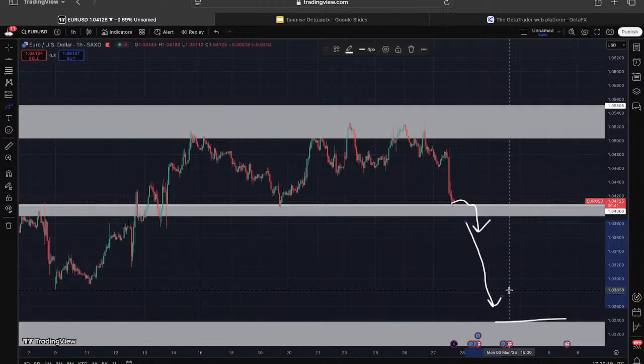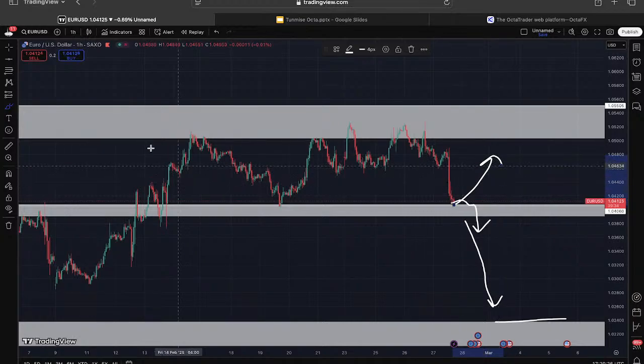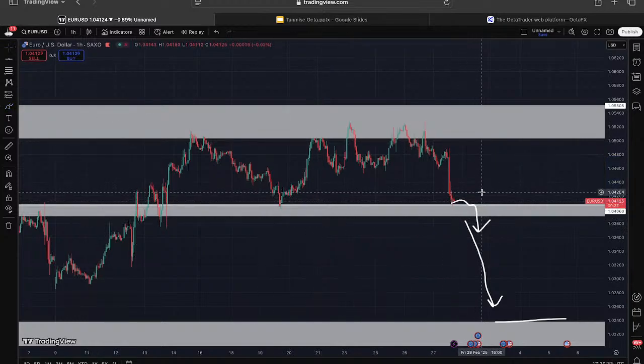Okay, we can see it from the 4 hours, we can see it from the 1 hour. So intraday traders are not looking to buy at this level. Okay, the chances of winning buying at this level is very low. I'm not saying it's not possible, I'm saying it's very low. So you have a higher chance of losing your trade if you buy at this level than if you sell at this level. Okay, so you stand a higher chance of winning if you sell at this level.